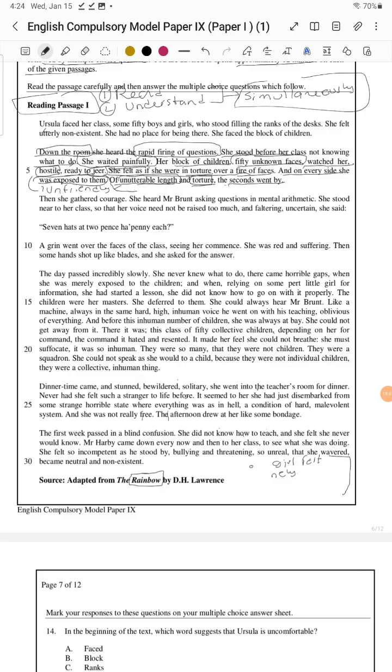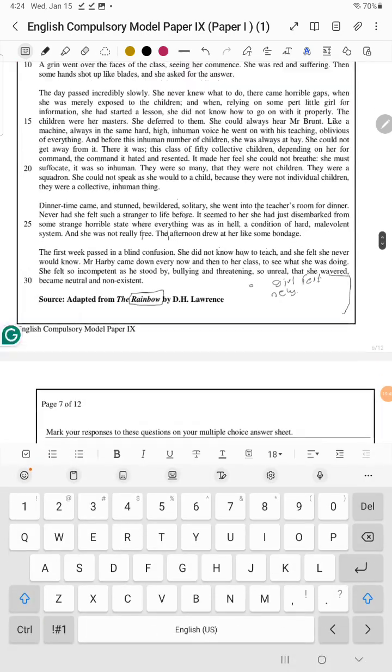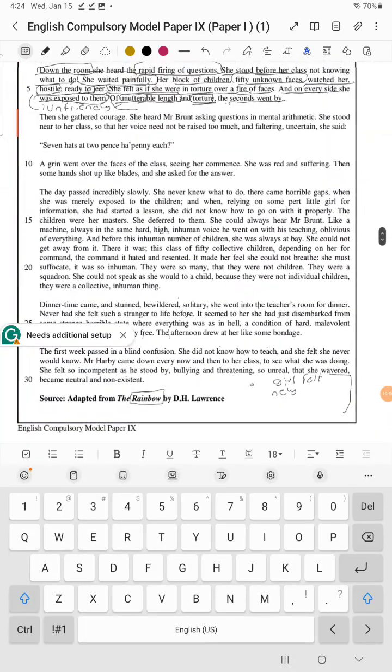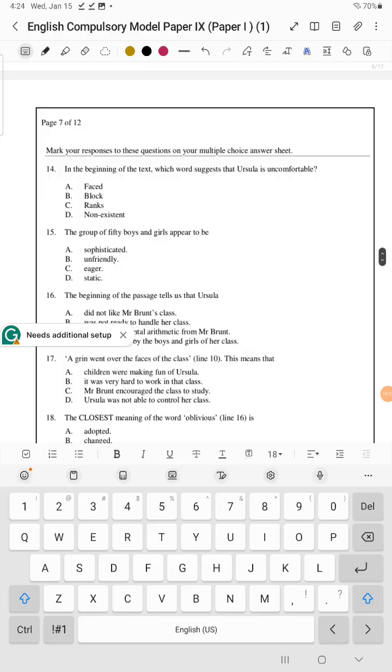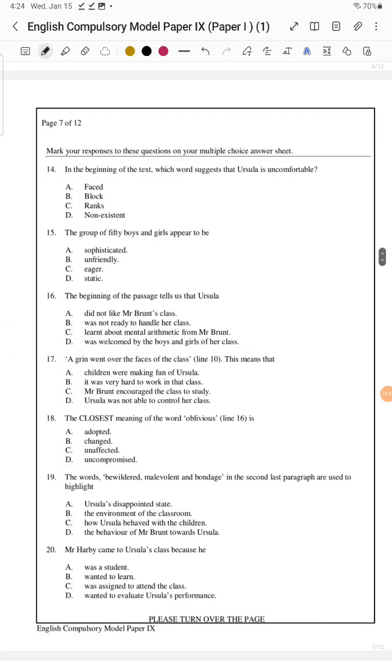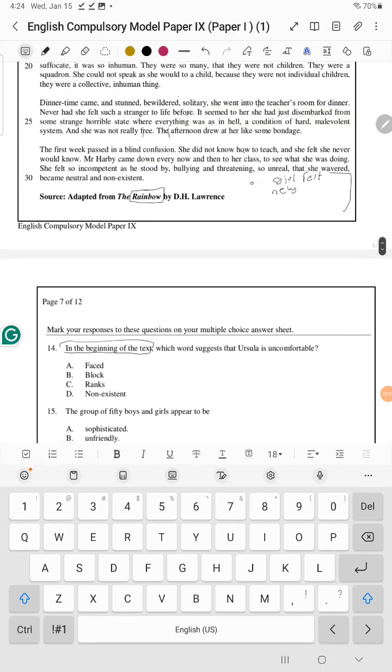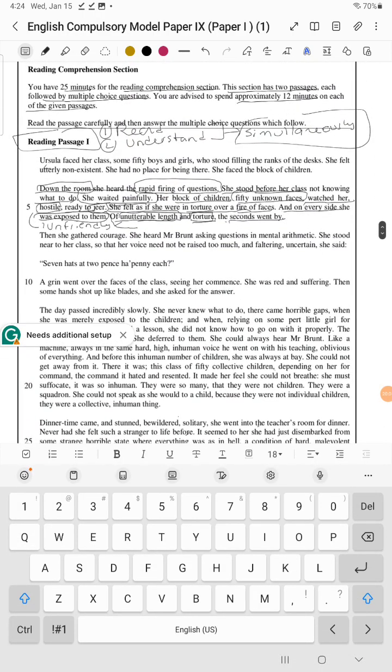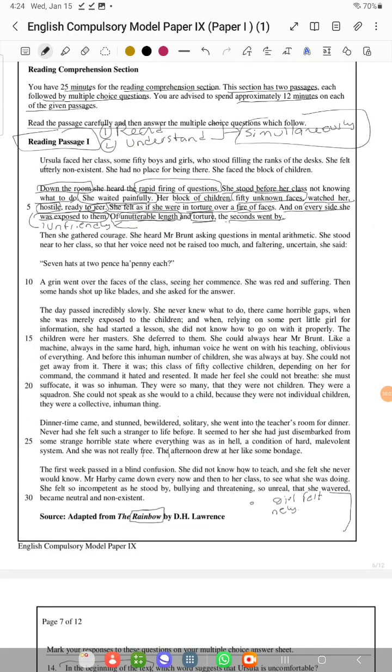So by this method, you can understand reading passages of English. This whole passage you have to read by yourself and understand. Now let's move towards the first question to solve this MCQ. In the beginning of the text, the beginning will start from here, paragraph number 1. This one, in the beginning.